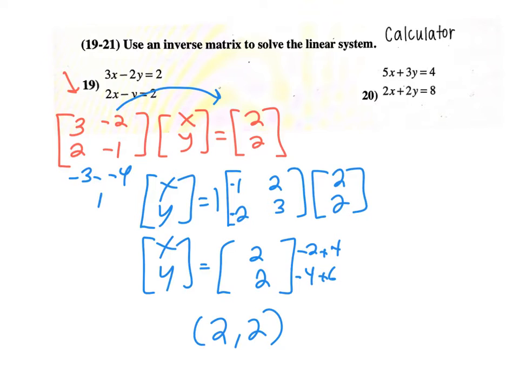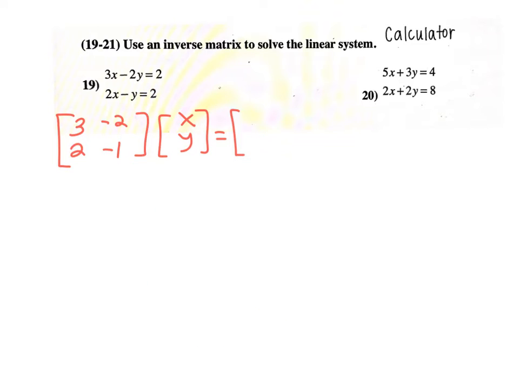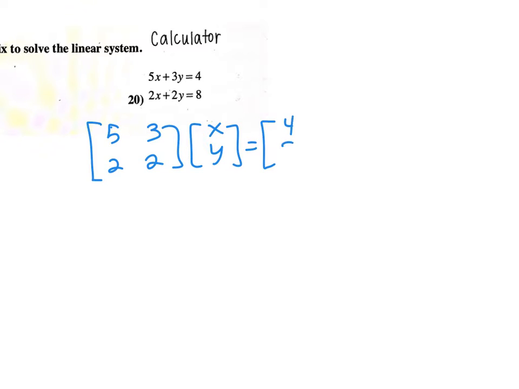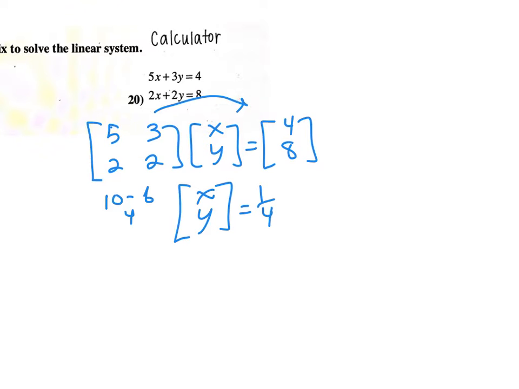Let's erase that one. Do the second one. Oops. Part of it didn't disappear. There we go. We'll move it over a little bit. Same steps. Set up your equation. 5, 3, 2, 2. Your second matrix will have your variables in it. Your third matrix, your constants in it. Again, got to move the inverse over. So I'm going to find the determinant first. 5 times 2 is 10. 2 times 3 is 6. That's 4. Don't forget what we're going to move. We're going to flip the 4, make it 1/4.